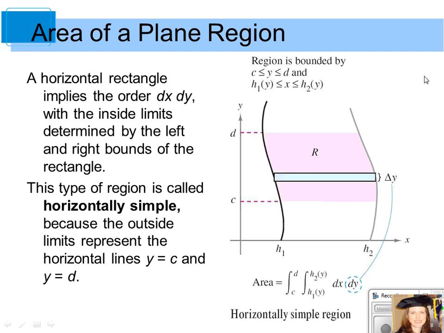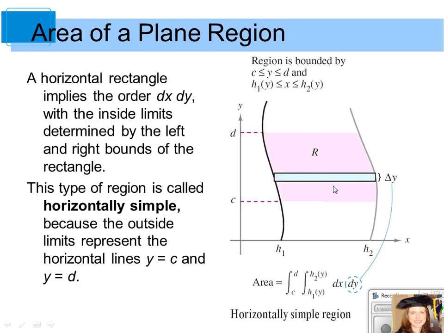Now some regions are horizontally simple. This is not vertically simple because depending on where you sketch the rectangle, the vertical rectangle does not have the same top and bottom or left and right because of the way the region is depicted. This region is horizontally simple. The horizontal rectangle implies the order dx dy. Going in the x direction, that's your longest dimension of the rectangle, and that little change in the y direction is dy.